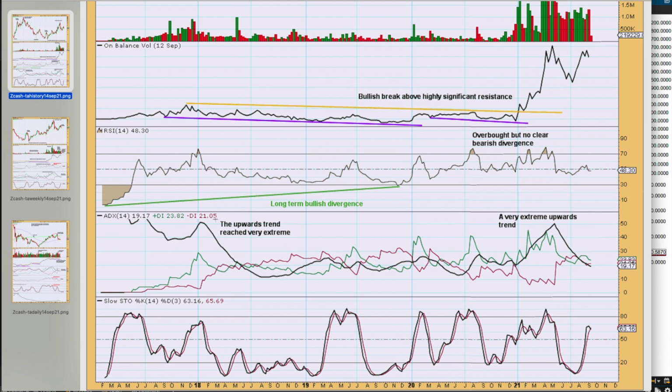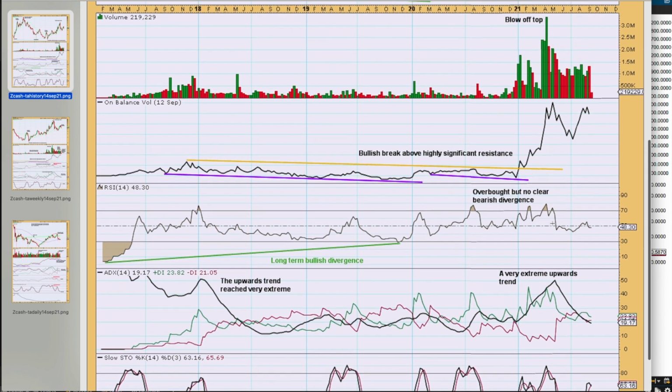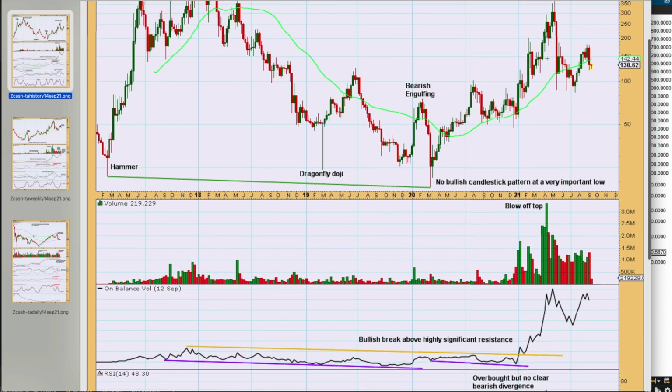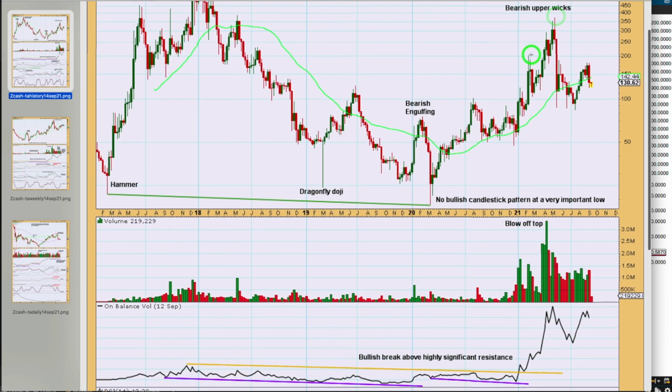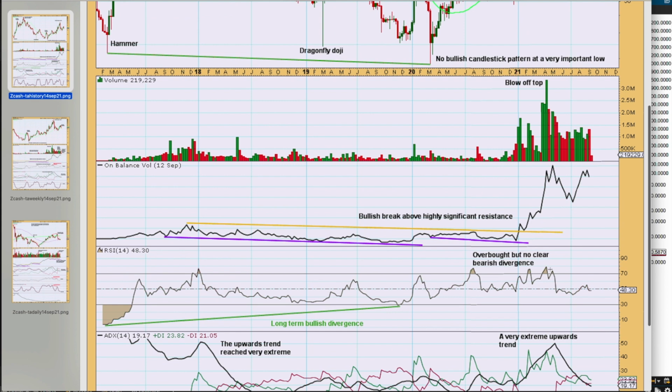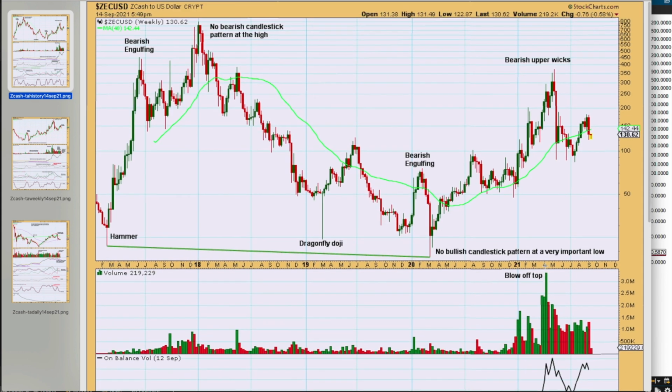Okay, the trend reaches very extreme. It's above 50 and above both DX lines, so it can sustain a very extreme trend. At these important recent highs here, there was no real bearish divergence between price and RSI, so that would have been pretty difficult to find.